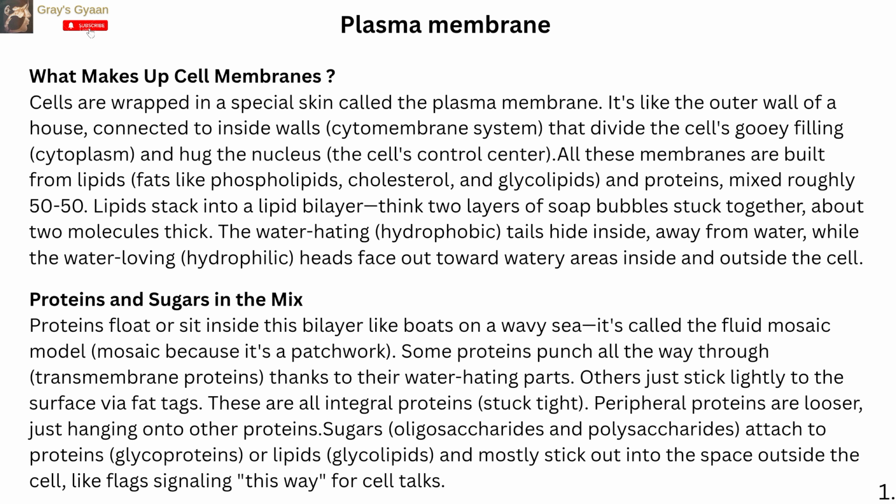It's called the fluid mosaic model, mosaic because it's a patchwork. Some proteins punch all the way through, transmembrane proteins, thanks to their water-hating parts. Others just stick lightly to the surface via fat tags. These are all integral proteins, stuck tight. Peripheral proteins are looser, just hanging on to other proteins.